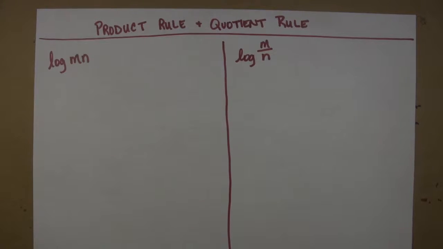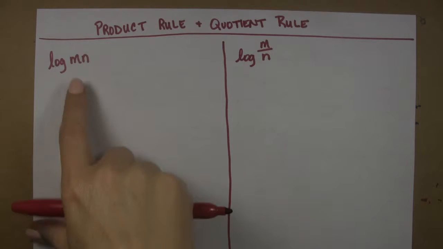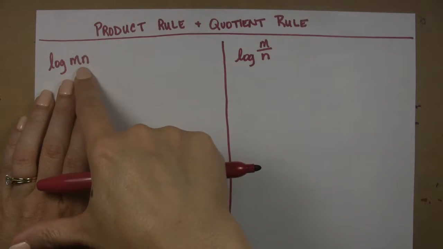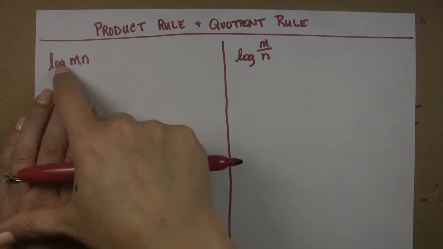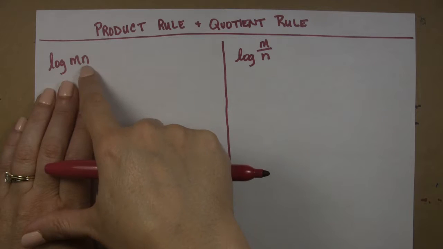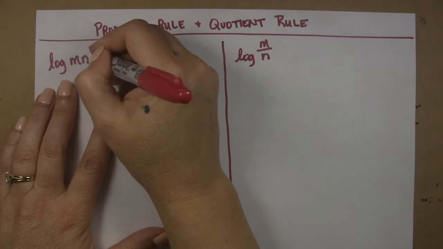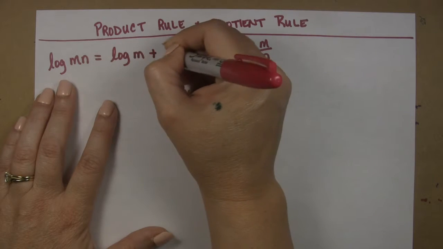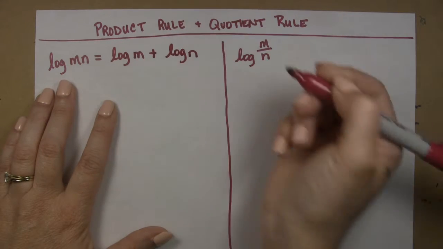Hello everyone, and welcome to your video which is going to explain the product rule and the quotient rule for logarithms. So here we have the product rule, which remember is two numbers multiplied together make a product. So the log of m times n is going to be equal to the log of m plus the log of n.